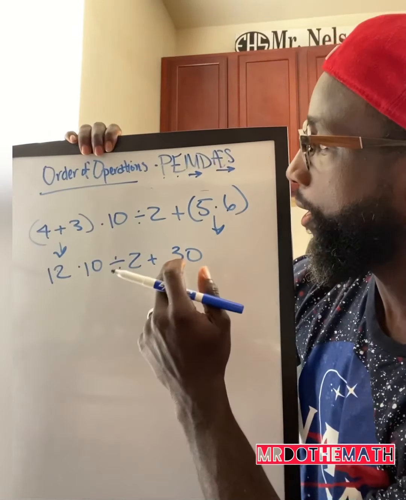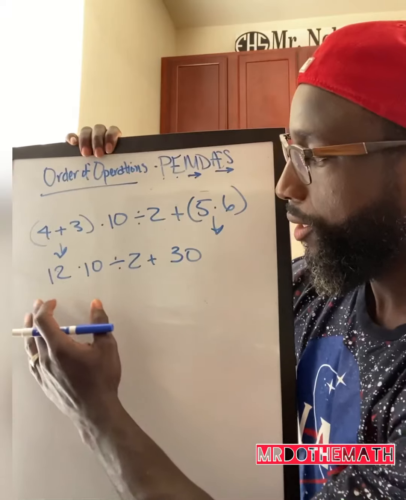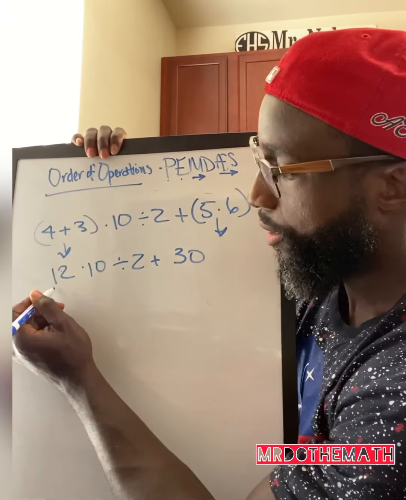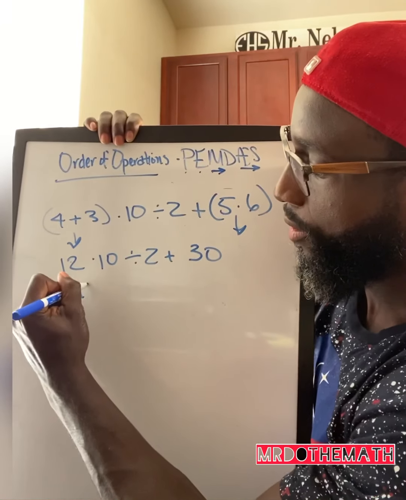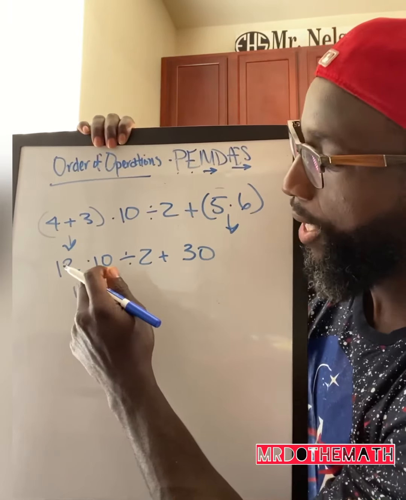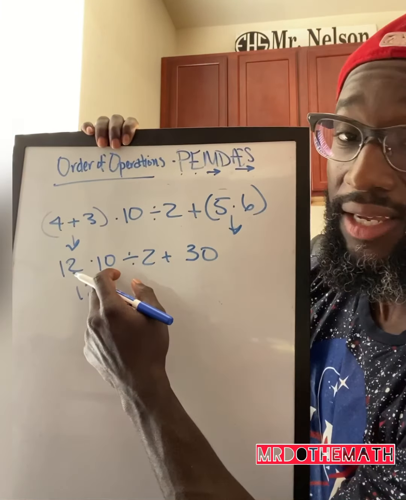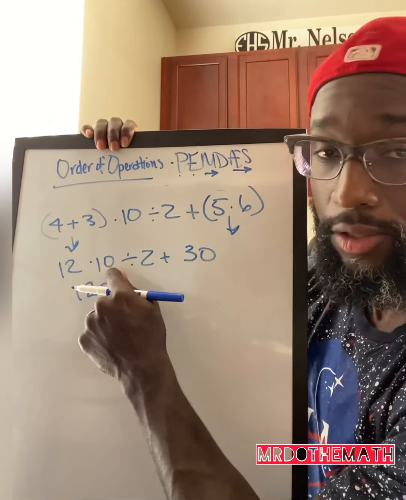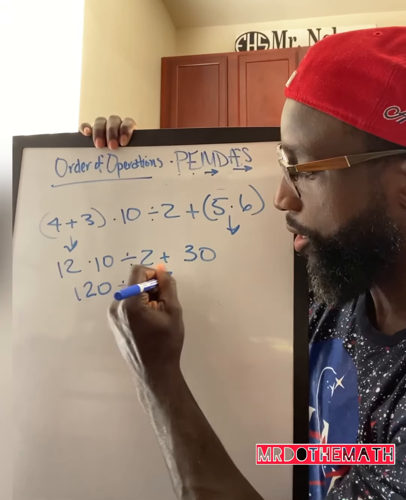Okay? Next thing, multiply, divide in order from left to right, because we don't have any exponents. So here's multiplication, here's division, here's addition. So we're gonna start here. We can start here. 12 times 10. Rule of thumb, when you multiply multiples of 10, you just add the 0. So it's 12 here times 10, you just add 1 zero. There's 1 zero, then you add that zero. So it's 120 divided by 2 plus 30.